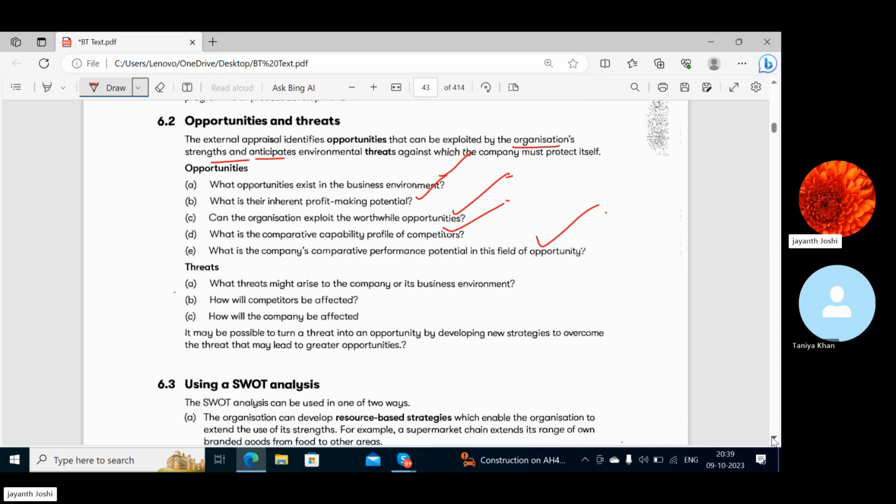That means whatever the opportunity they are getting, how can the company perform? What is its potential, right? Whether it can grab the opportunity or take the opportunity. Threats. What threats might arise to company or its business environment? How will competitors be affected? How will the company be affected because of those threats? These are all questions the company should be asking itself, and they should develop some strategies to grab this and reduce this.